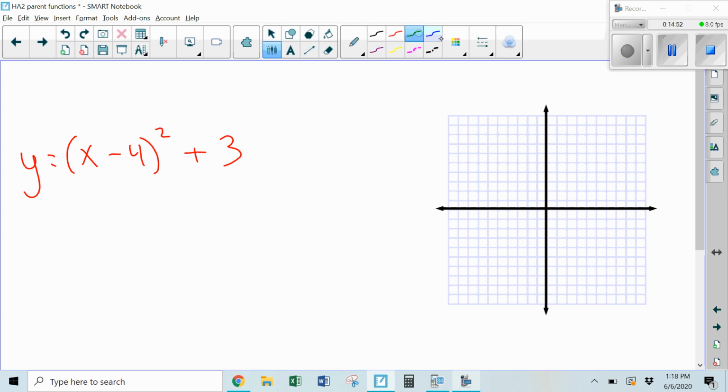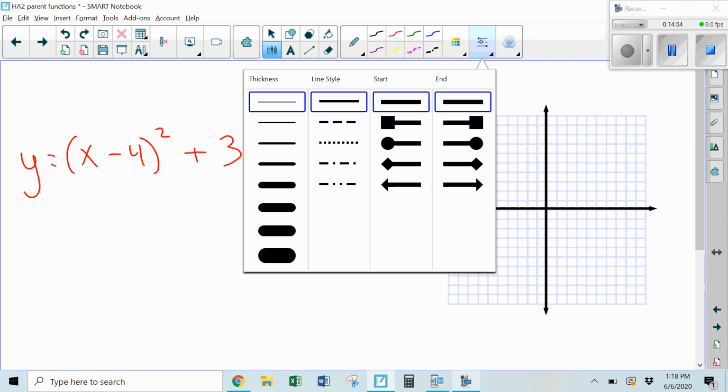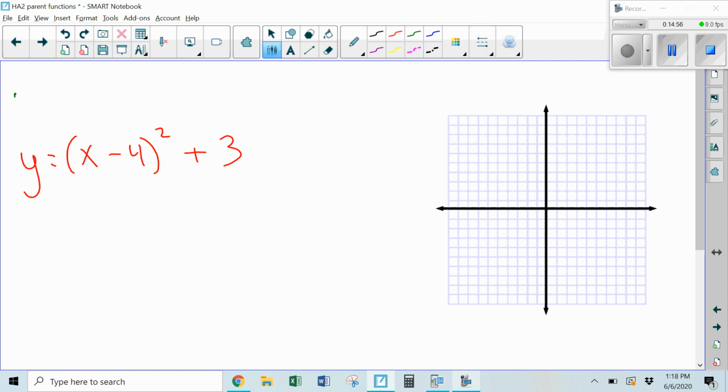We're going to start with the parent function. So what do you think the parent function is here? It's x squared. So what I'd like us to do is on the graph, just graph y equals x squared. So 0, 0, 1, 1, over 2 up 4, 3, 9, negative 1.